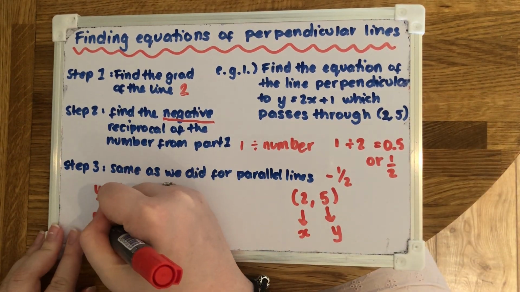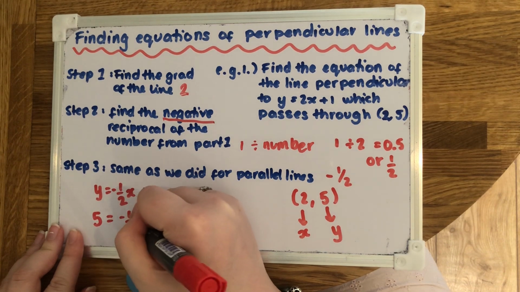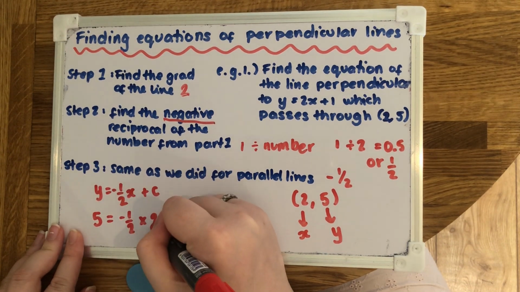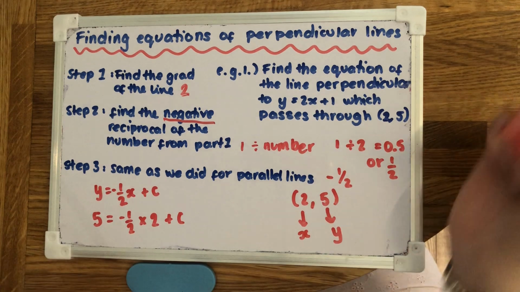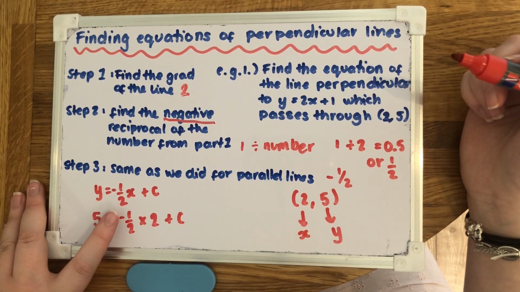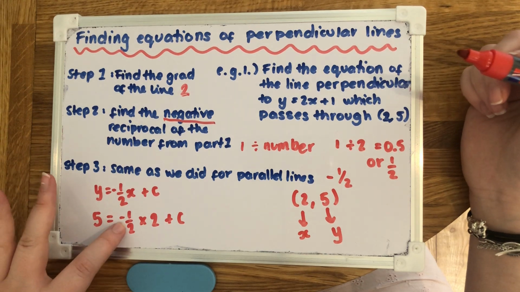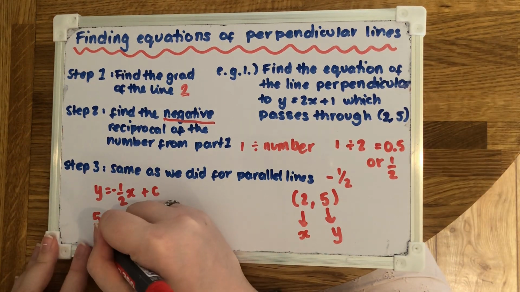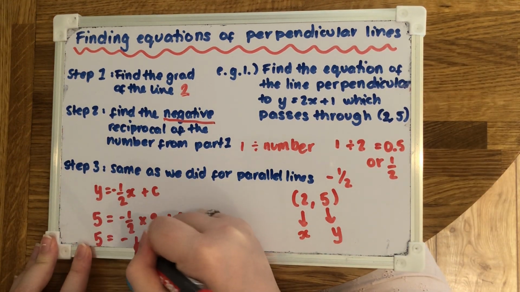So we've got 5 equals -1/2 times 2 plus something. Now a half times 2 is just 1/2, but because it's negative, it will become -1/2, or just -1.